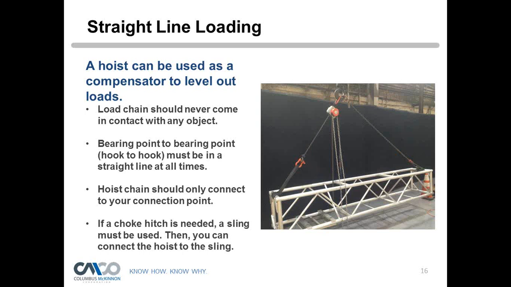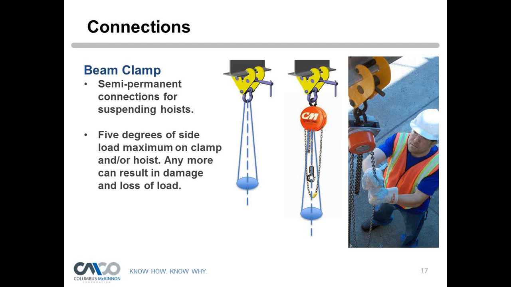It's all about rigging. So here you can see, here's a connection point where we're using a beam clamp, all right? And beam clamps are semi-permanent connections for hoists, and they're meant for hoisting the load. Now, a beam clamp can only be side-loaded at 5 degrees. And you can see the cones there, from left to right, you have kind of like a 5-degree cone, and that's about all you can do for a side-load with that type of connection.